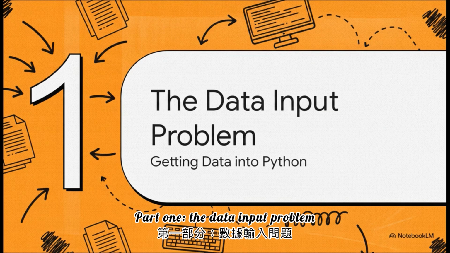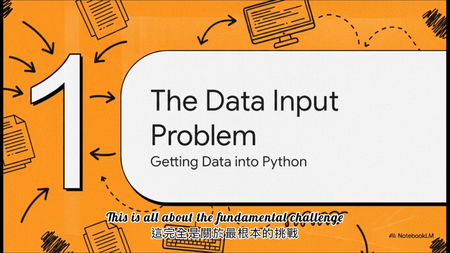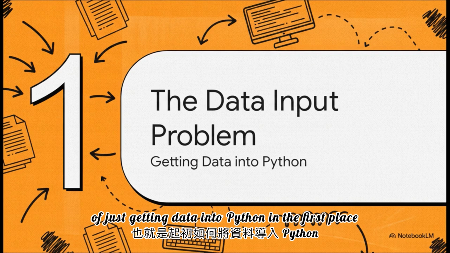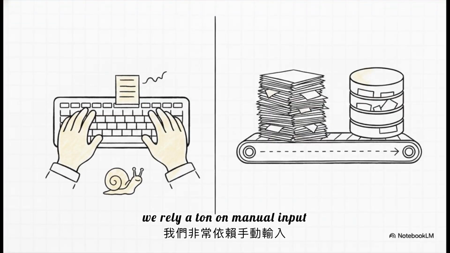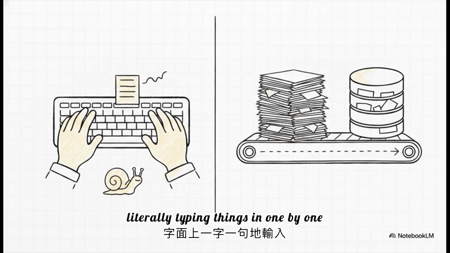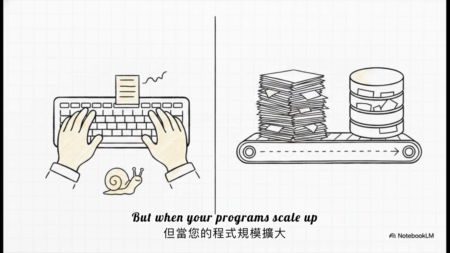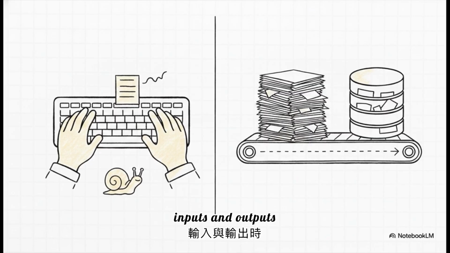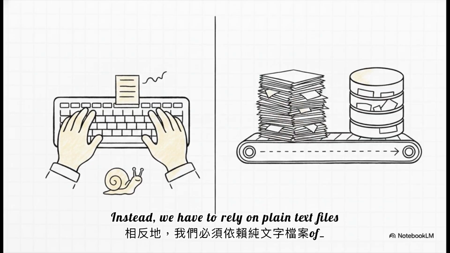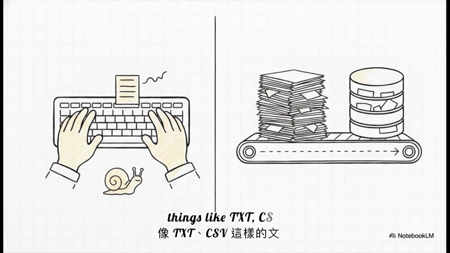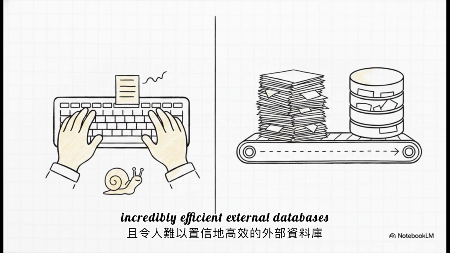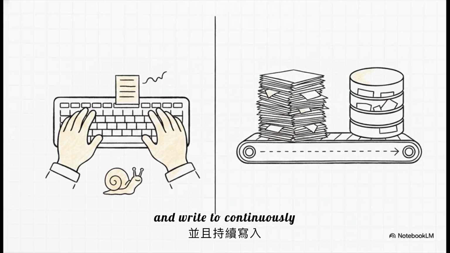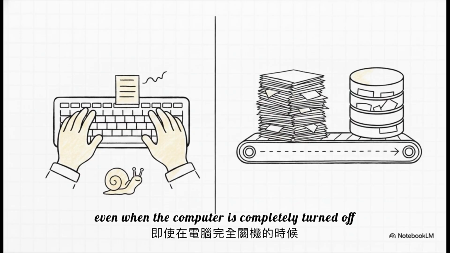Part 1, the data input problem. This is all about the fundamental challenge of just getting data into Python in the first place. Early on in programming, we rely a ton on manual input, literally typing things in one by one. But when your programs scale up and you're dealing with massive amounts of inputs and outputs, that's just not going to cut it. Instead, we have to rely on plain text files, things like TXT, CSV, or JSON formats. Think of these plain text files as simple, incredibly efficient external databases that our programs can read from and write to continuously, even when the computer is completely turned off.